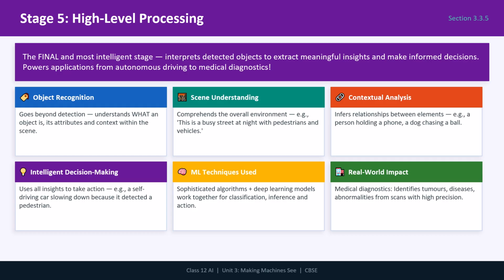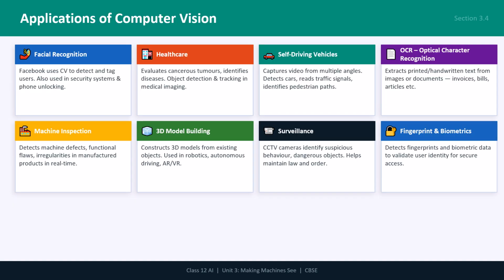High-level processing empowers computer vision systems to extract valuable insights and drive intelligent decision making in various applications. That line is perfect for a long answer conclusion. Now the fun part. Real world applications. These are all directly from your handbook.